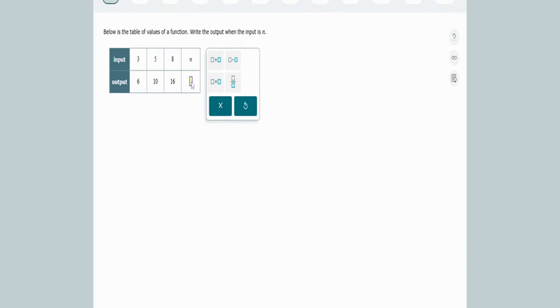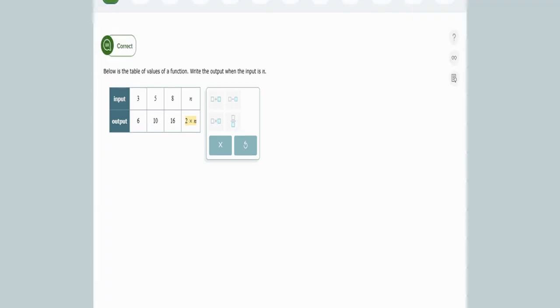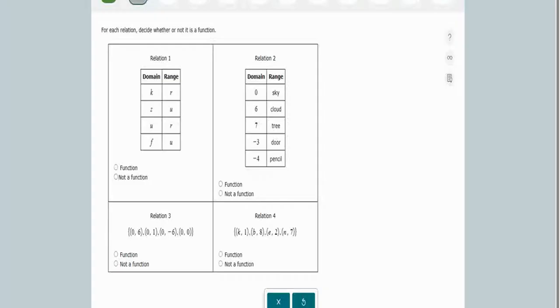So down here, I'm going to write 2 times x, or n. Excuse me, I want to put the right letter in there. 2 times n is how I get the output. So we check our answer. Sure enough.